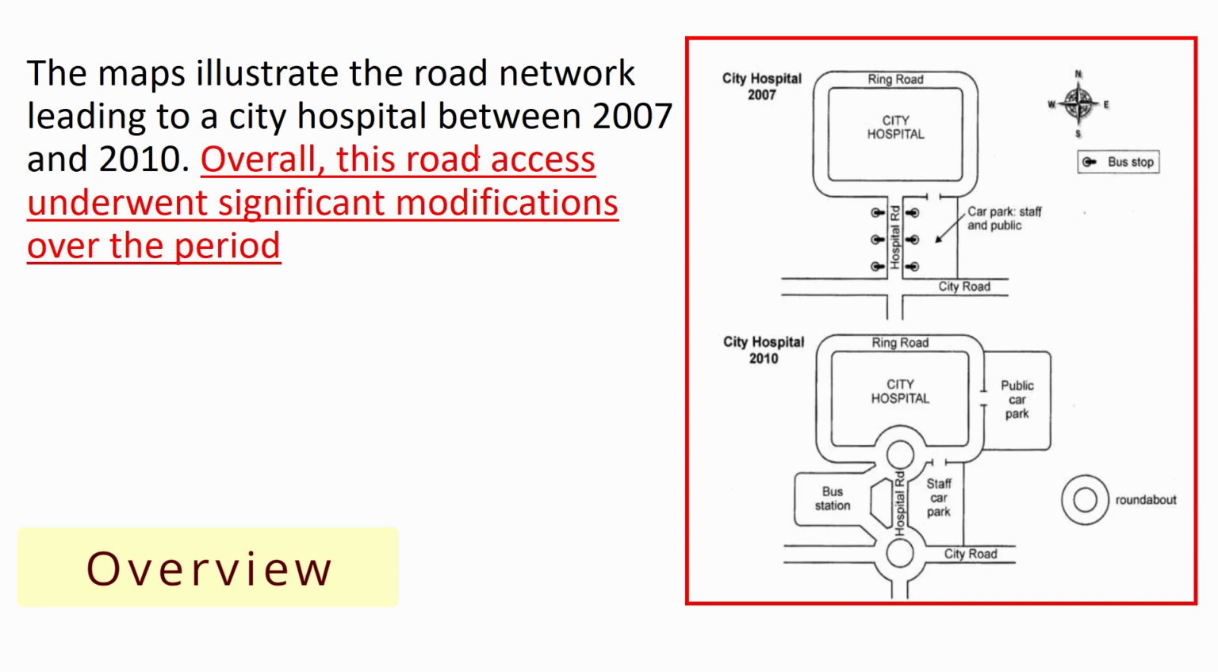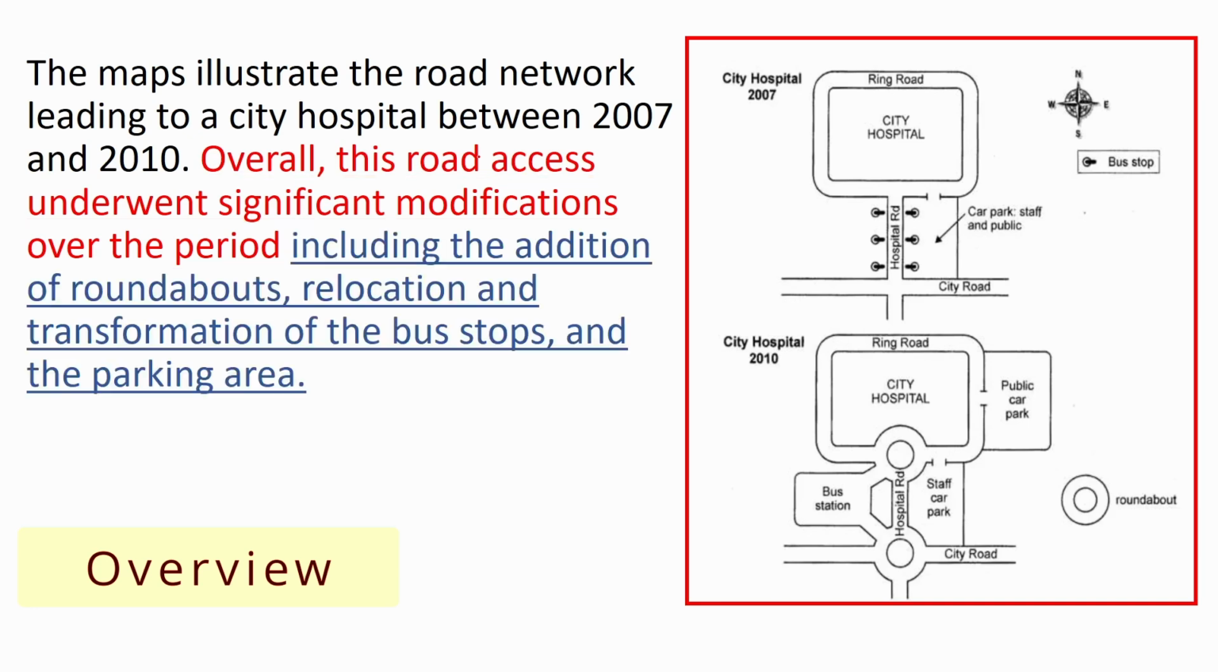Now, in order to make it more specific, you need to add some of the main or the most important changes to complete your overview. So I will mention the roundabouts, the bus stops, and the parking area. These are the main changes. So I will add this sentence, including the addition of roundabouts, relocation and transformation of the bus stops, and the parking area. So it's now a specific overview and mention the main changes.